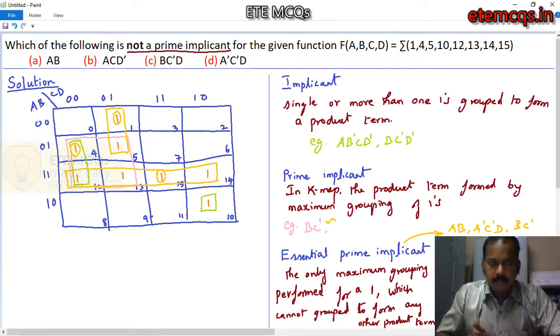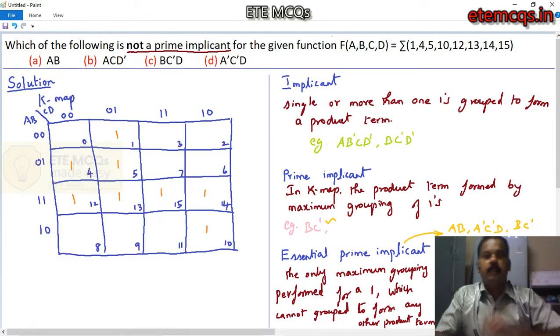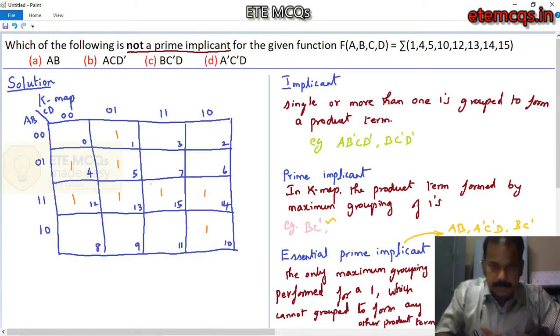Right now I haven't solved the problem. I have just explained to you what an implicant is, what a prime implicant is, and what is the essential prime implicant. Now let us solve the problem. Right now the Kmap is filled. Now first we need to locate the one which has got only one possible grouping. Then you directly move to essential prime implicant.